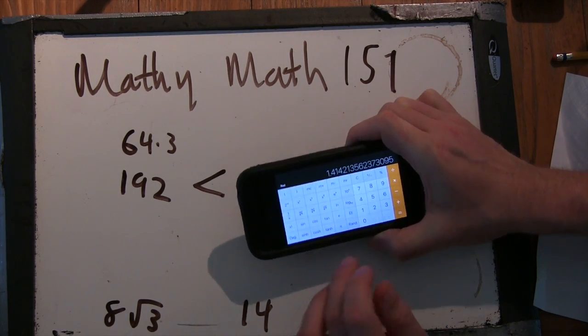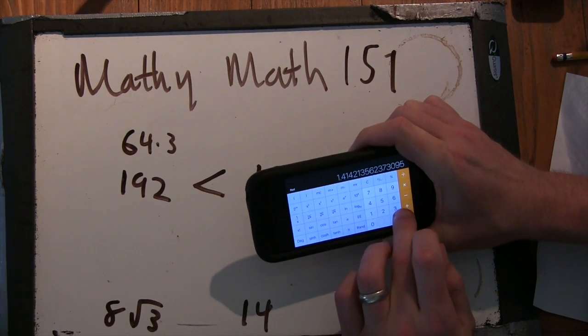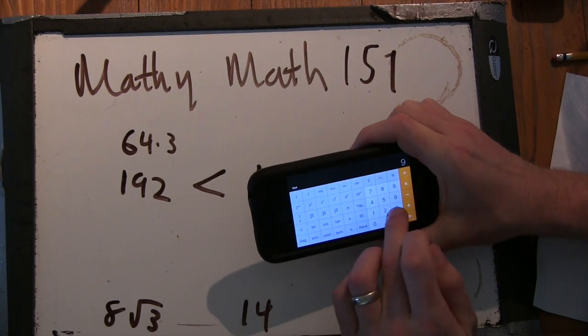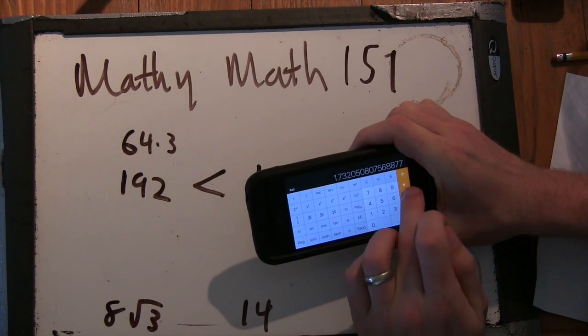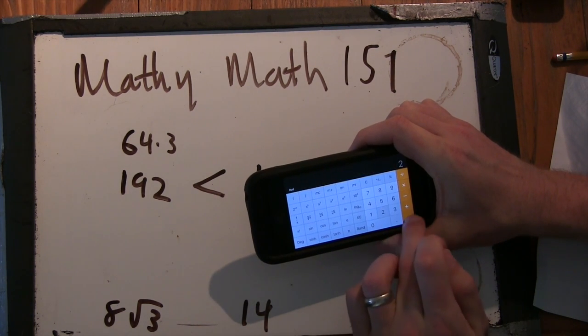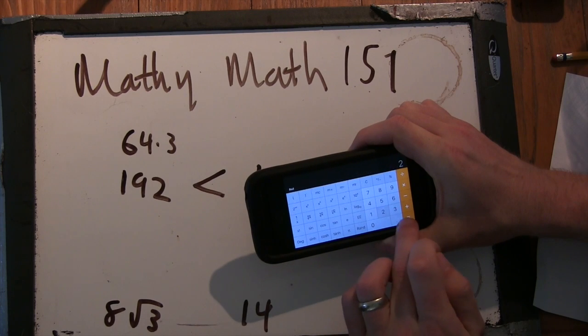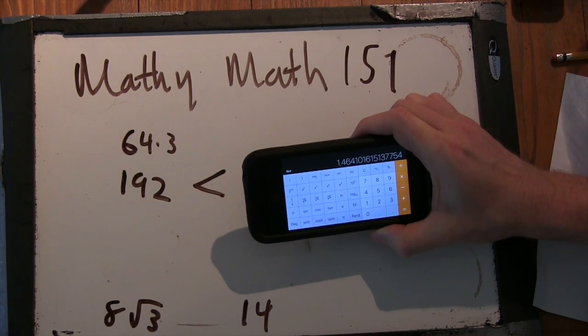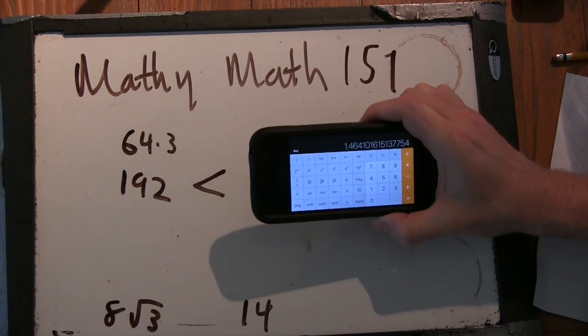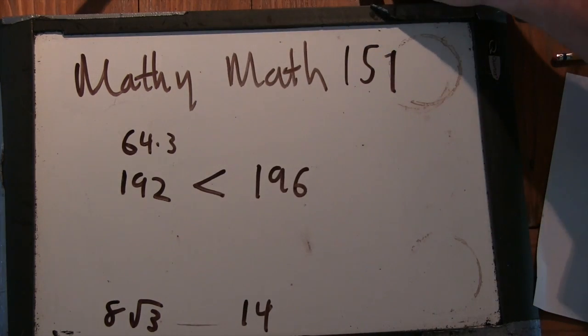Alright. And then now I have to do square root of 3. Oops, I did 3 squared. Square root of 3 times 2 minus 2. 1.464. So they were really close. But 2 times the square root of 3 minus 2 was a little bit bigger.